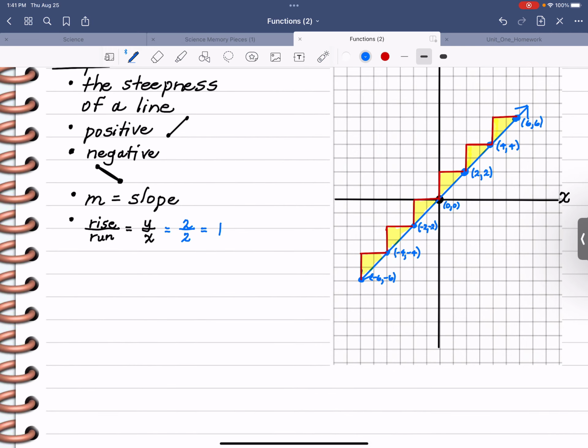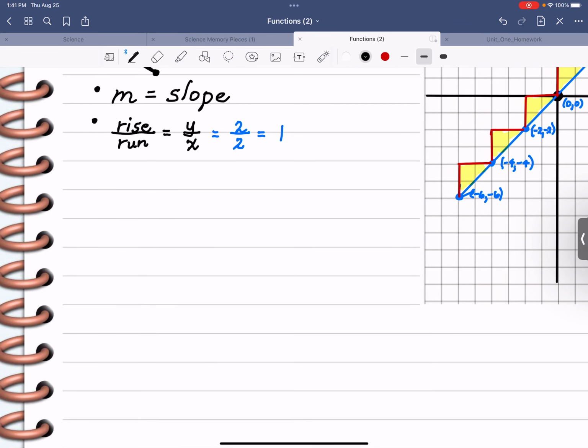Okay, let's take a look at the slope formula, because you will, at times on a test, have to calculate slope using a mathematical formula. You probably need to memorize this one. I would make a flashcard or something to put this into memory.